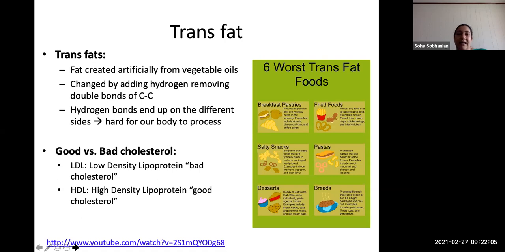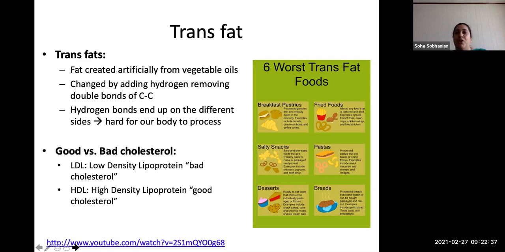LDL is directly related to the fatty food that you consume. So the more fatty food that you consume, the higher your LDL, which means the more bad cholesterol, the more cholesterol you have in your bloodstream, and the higher your risk of cardiovascular disease like heart attack.